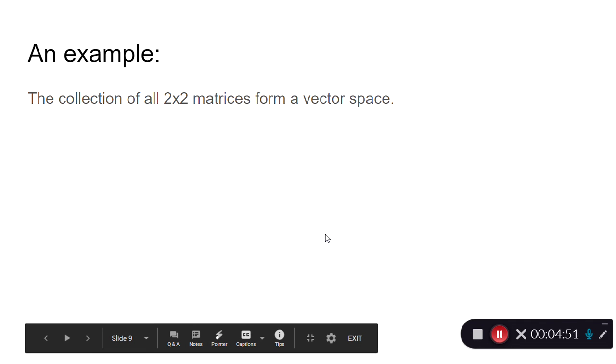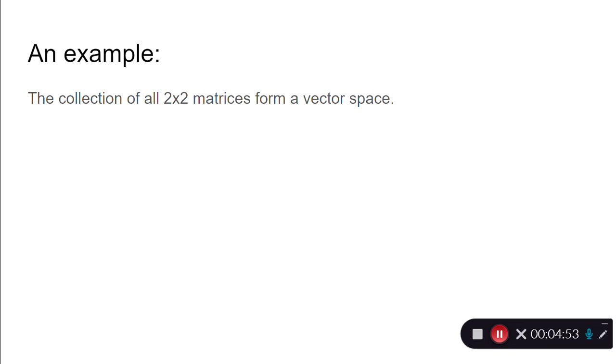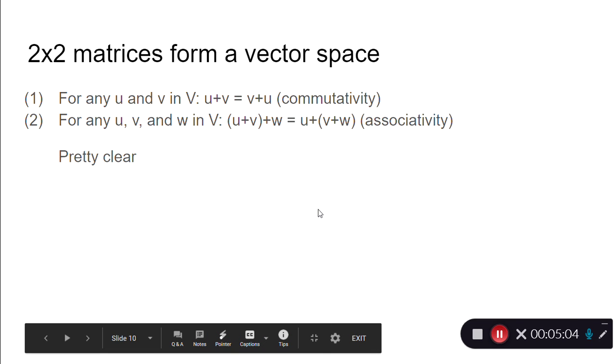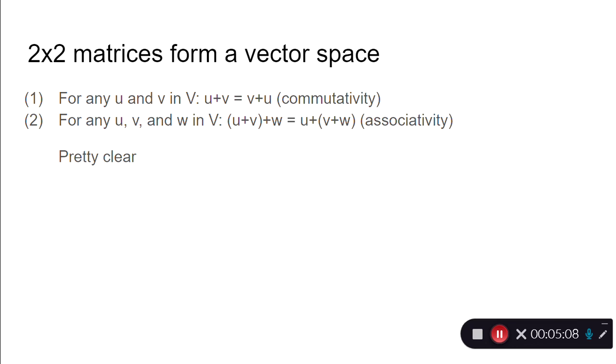So here's an example. Let's take all the 2x2 matrices. So all the 2x2 matrices with real entries, they form a vector space. So the first two properties, pretty clear. Not going to spend any time there. Adding matrices is commutative. It's also associative.